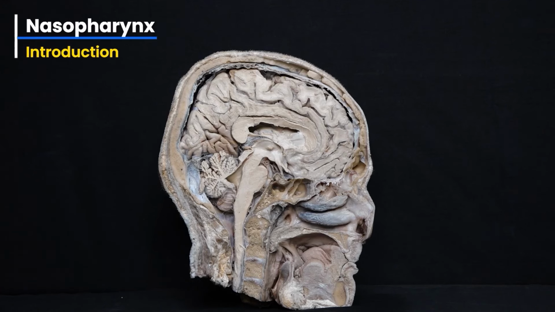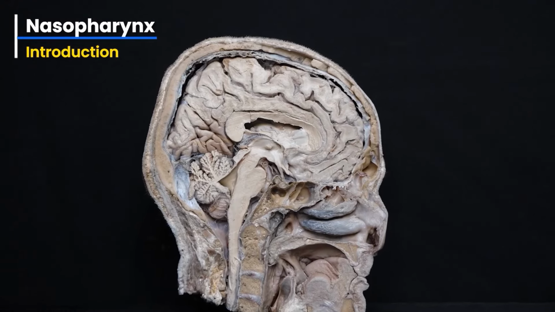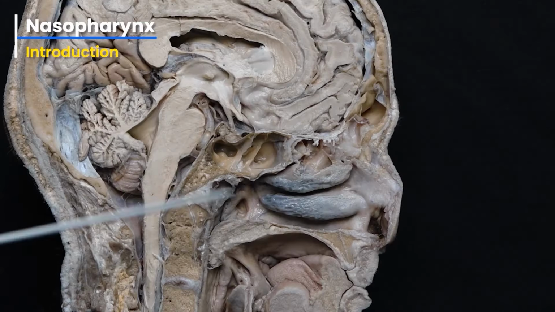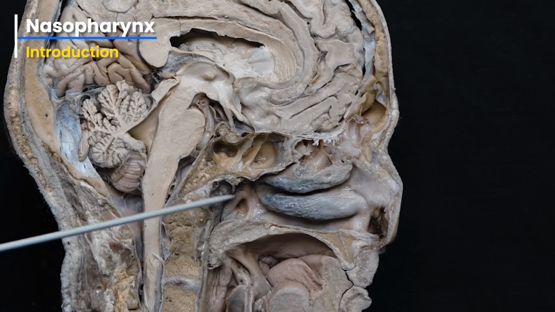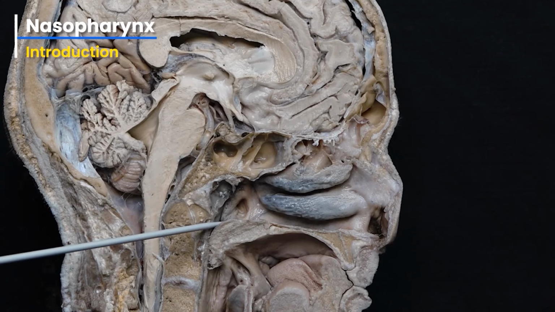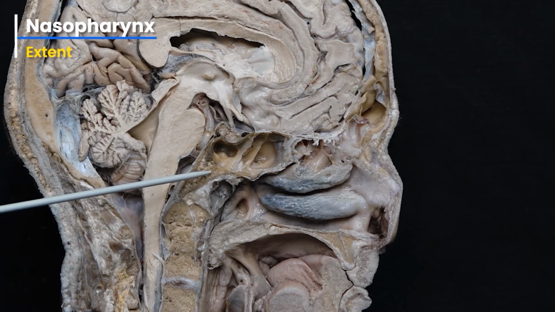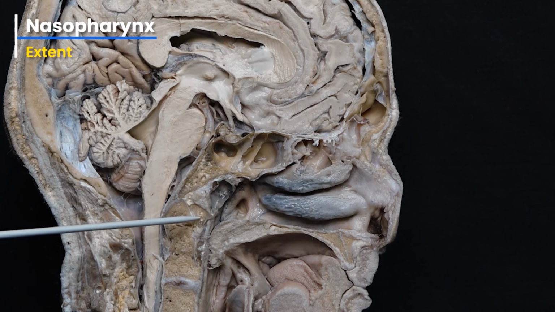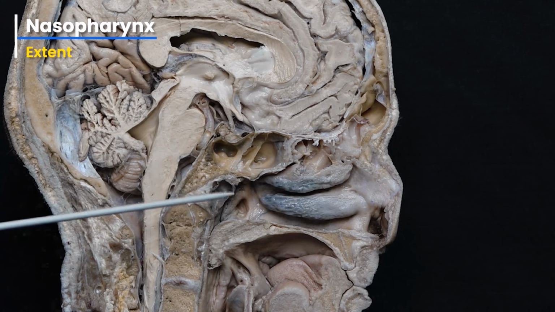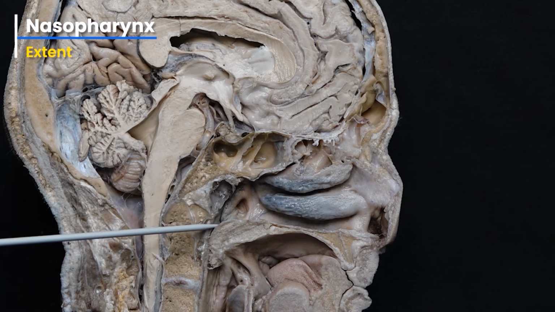Let's try to identify the features of nasopharynx now. Nasopharynx is otherwise referred to as epipharynx because of its cephalic position. It extends from base of the skull to the level of the first cervical vertebra or the atlas. Okay, so this is the extent of the nasopharynx.